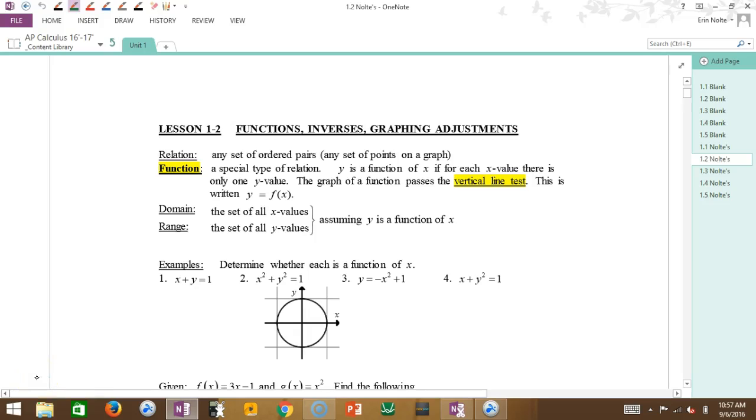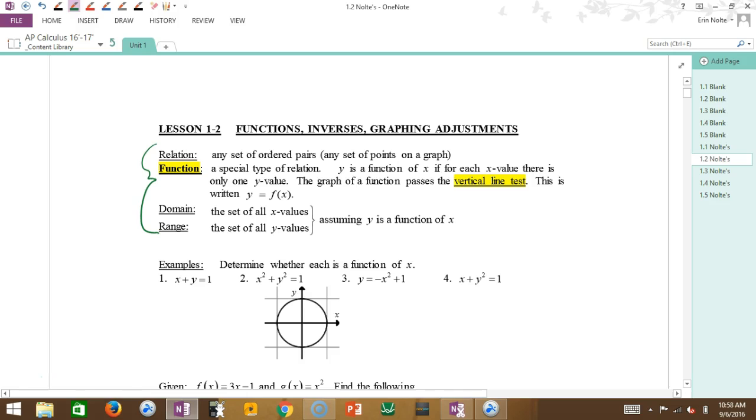We've got the 1-2 notes. So 1-2 is about functions. What are functions? What are inverses and how do you find them? And then graphing adjustments. Okay, so we've got a quick 4 definitions up here at the top. So this should be review for you.